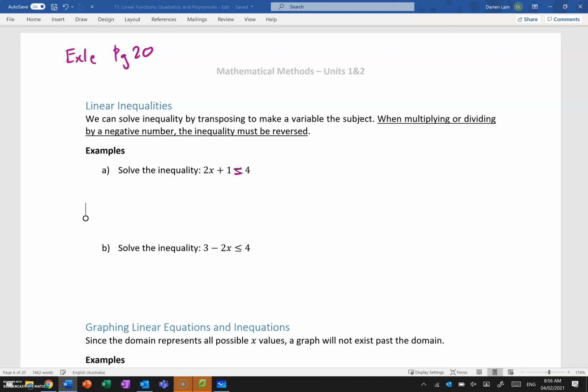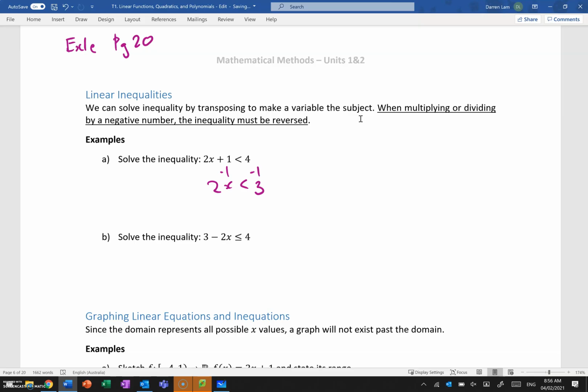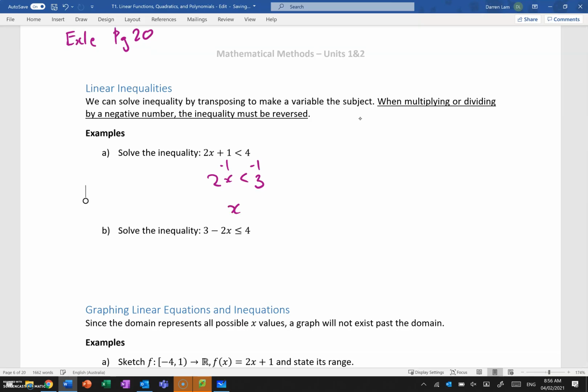So solving an inequality, what would you do if this is a normal equation? Let's say it was just 2x plus 1 equals 4. What would you do? Yeah, you take away 1, right? You take away 1 from both sides. In this case, is that dividing or multiplying by negative 1? No, it's not. So we're just going to keep the symbol the same. And I'm going to write 2x is less than 3. We okay with that? Awesome. Now I'm just going to divide both sides by 2. x is less than 3 over 2. So that's simple. Any questions?